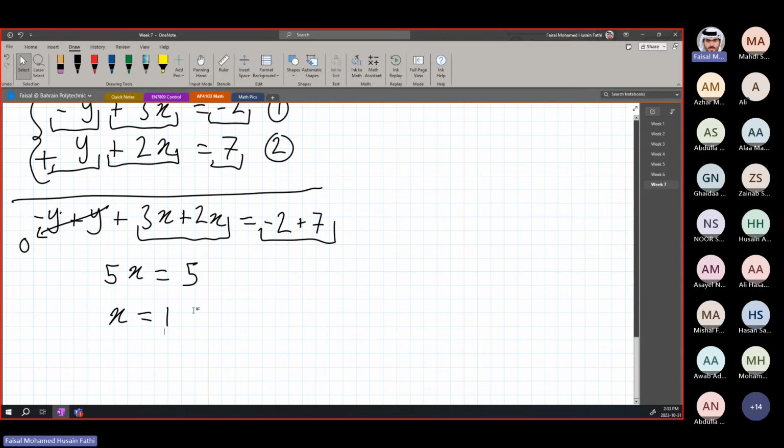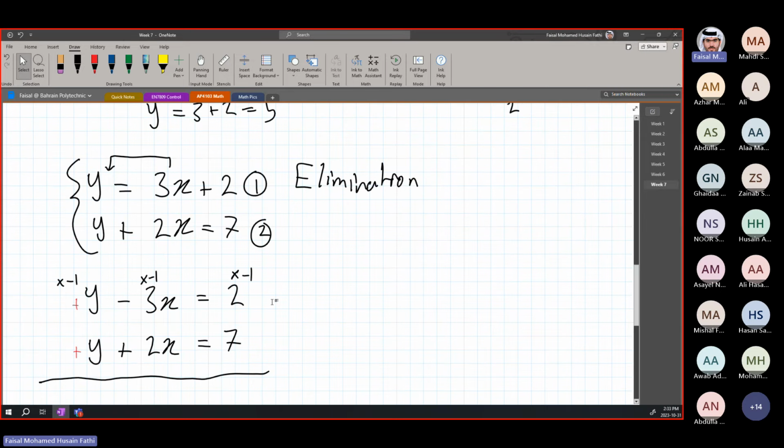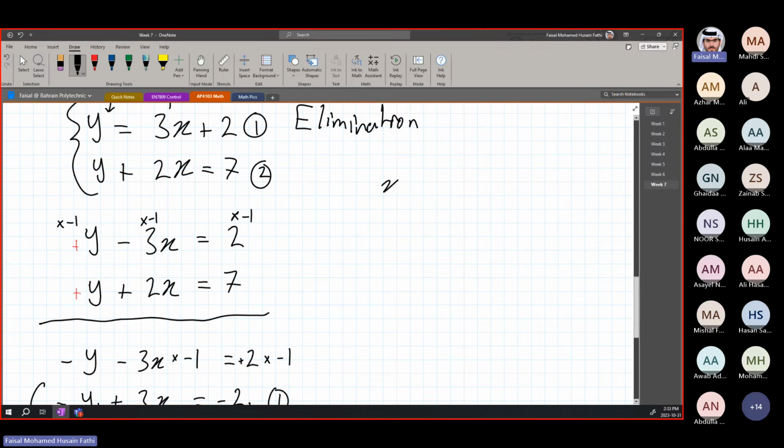Now we need to find the y value. How do we do that? We can just substitute this x value in one of the two equations. You could choose any of the two equations. So we know that x is equal to 1. Let's take equation 1, for example.